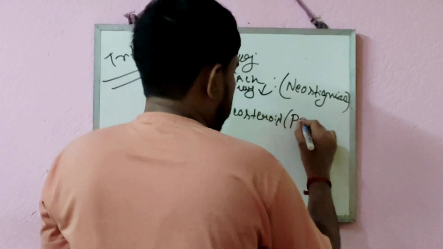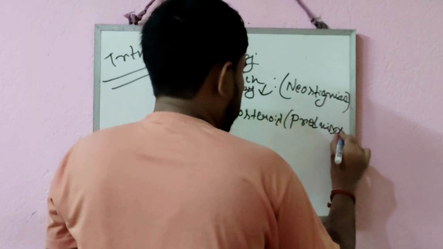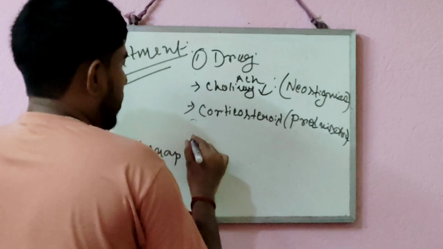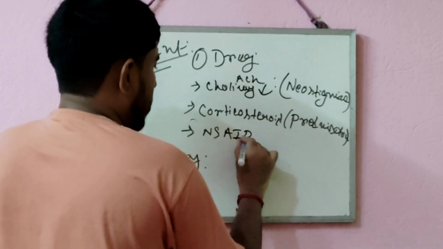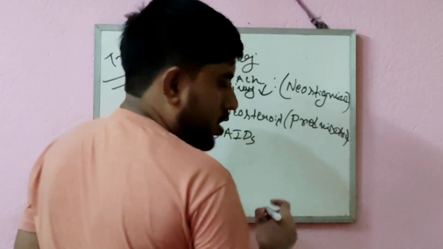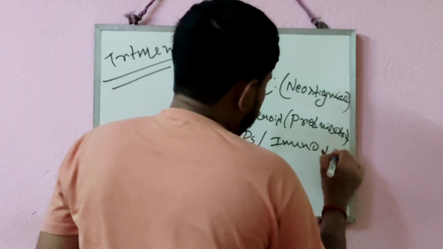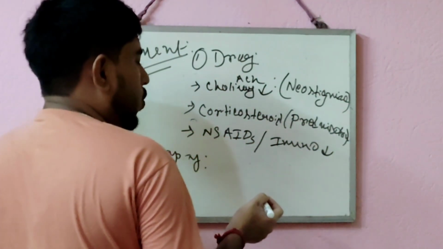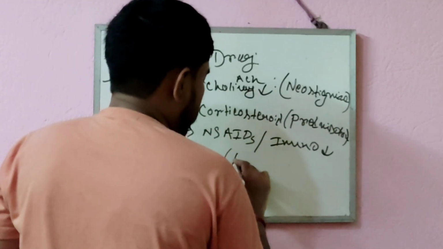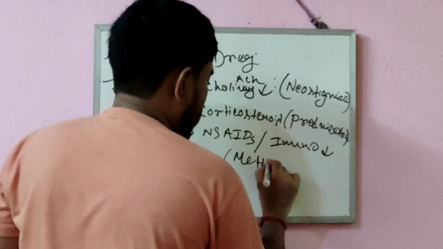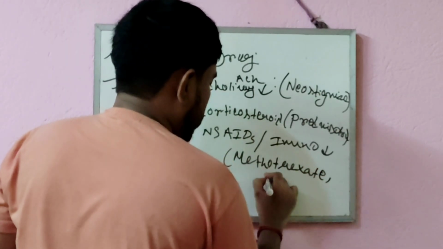Example prednisolone. We also can use non-steroidal anti-inflammatory drugs or immunosuppressants that will suppress the immunity to treat that autoimmunity problem. By that it can treat myasthenia gravis. Examples are methotrexate and cyclosporine.